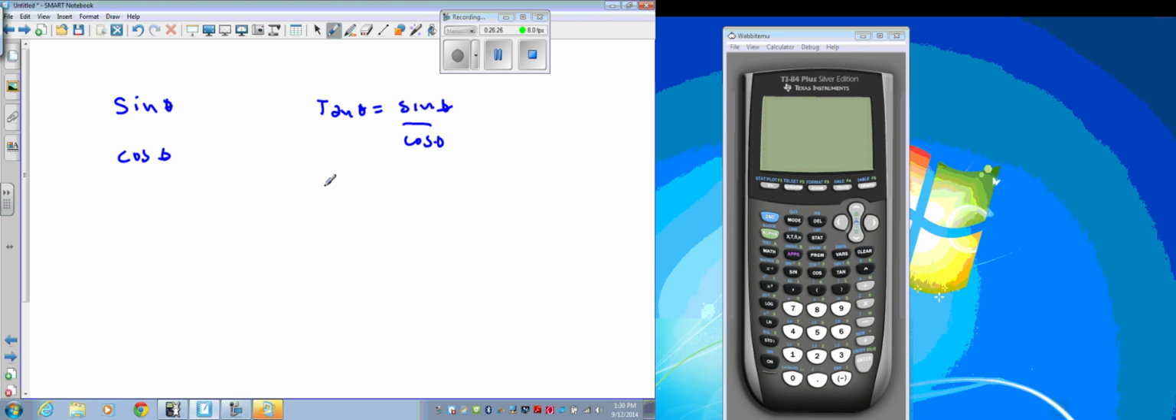And you know that the secant is what? 1 over the cosine. And the cosecant is equal to 1 over sine. So once you know these two values, you can calculate everything else by the identities. You see that?